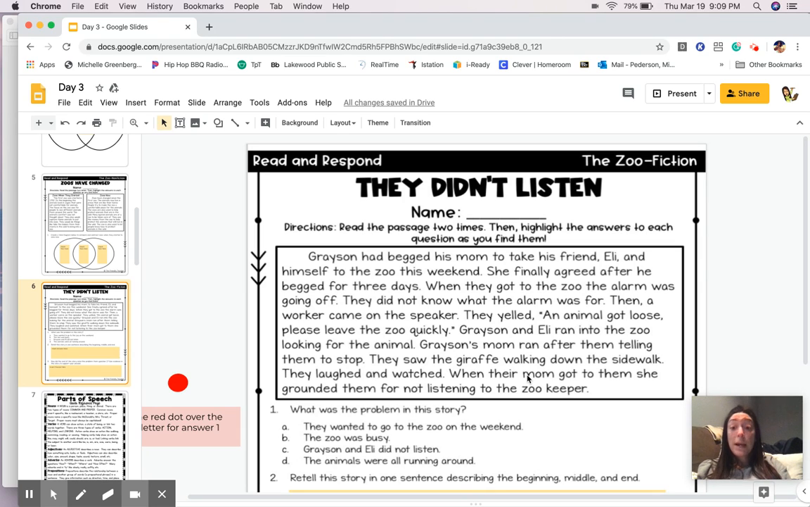Grayson and Eli ran into the zoo looking for the animal. Grayson's mom ran after them, telling them to stop. They saw the giraffe walking down the sidewalk. They laughed and watched. When their mom got to them, she grounded them for not listening to the zookeeper.